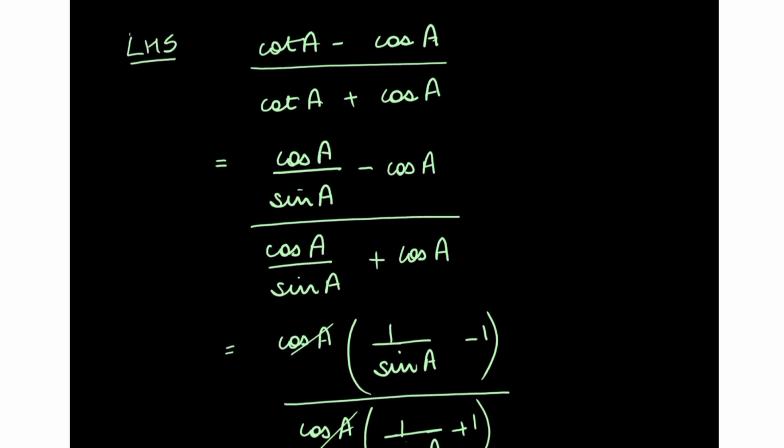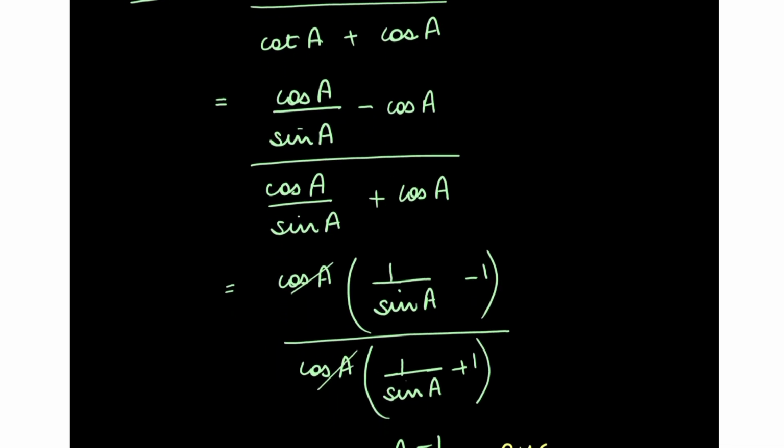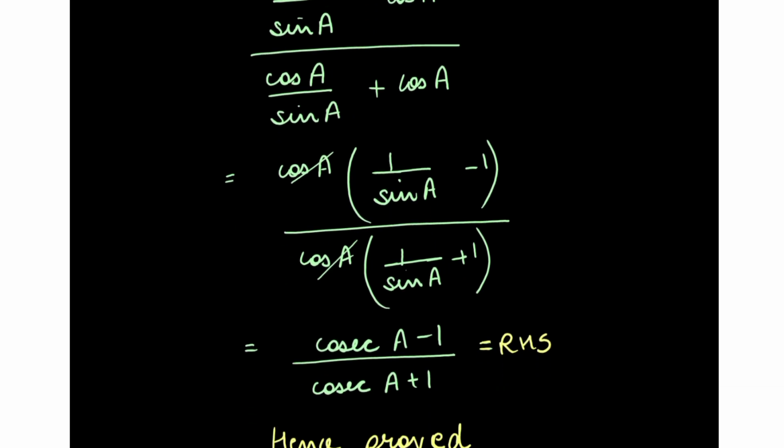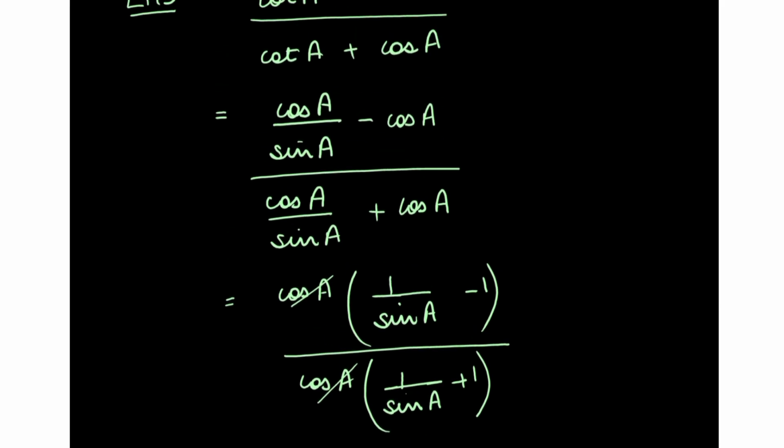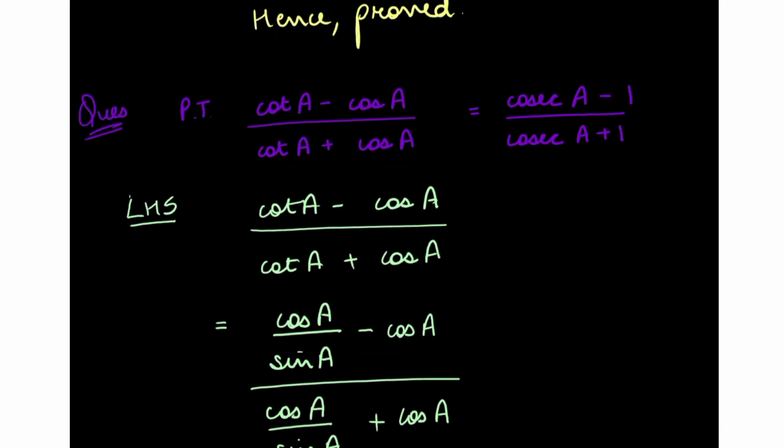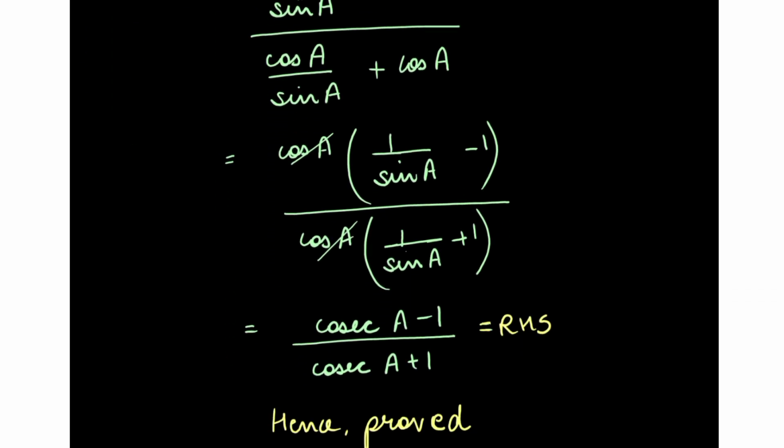Okay, so taking this cos A common, both are in the numerator, we can take it common, and what we are left with is 1 upon sine A minus 1, and in the denominator also we can take cos A common, and what we are left with is 1 upon sine A plus 1. So 1 upon sine A is basically cosecant A. So cosecant A minus 1 upon cosecant A plus 1, which is equal to right hand side, that is cosecant A minus 1 upon cosecant A plus 1. This is the question where we can achieve directly.